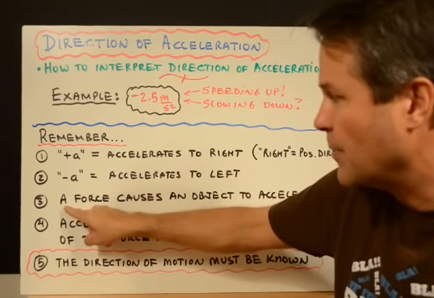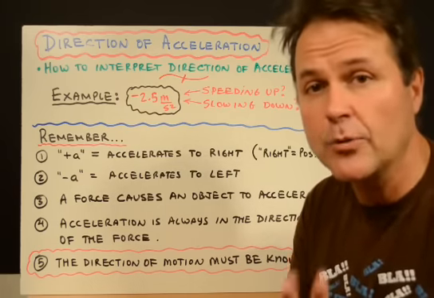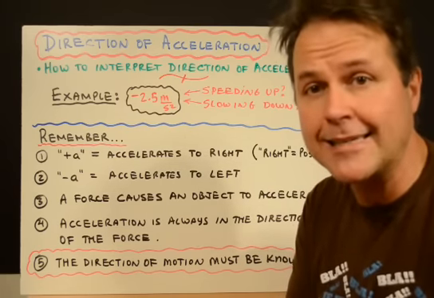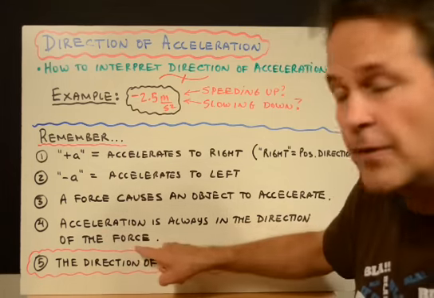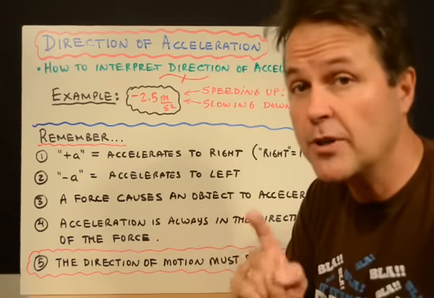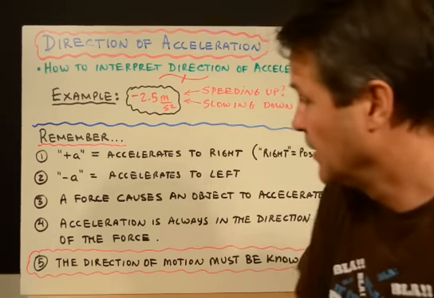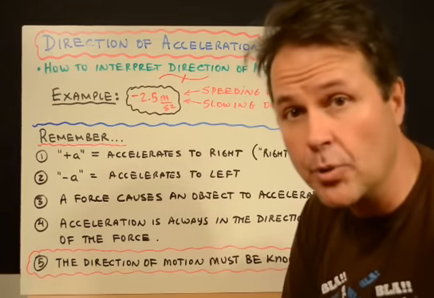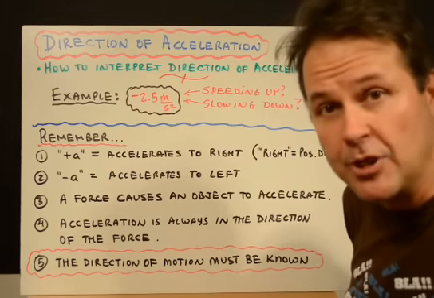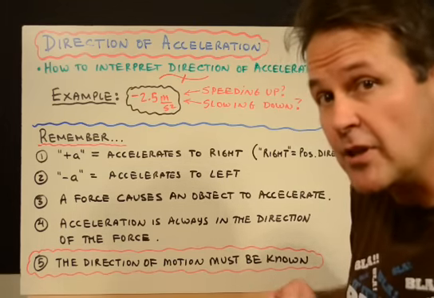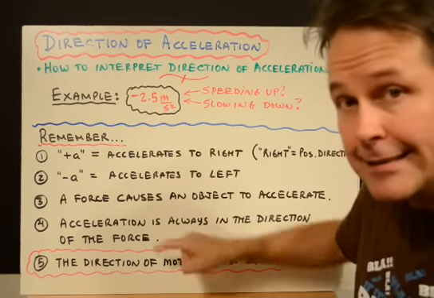3, I want you to remember that a force causes an object to accelerate. There's a direct relationship between force and acceleration. Acceleration is always in the direction of the force. So if I know the direction of the force, then I will know the direction of the acceleration. And 5, very important, you must know the direction of motion of the object. If you know the direction of the motion of the object, then you can interpret that using these ideas.